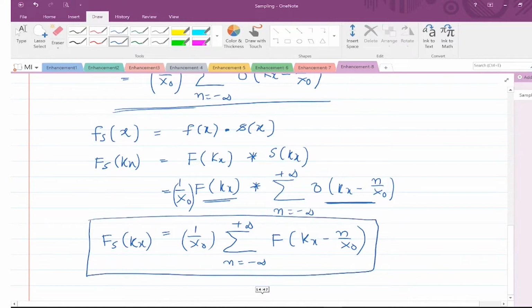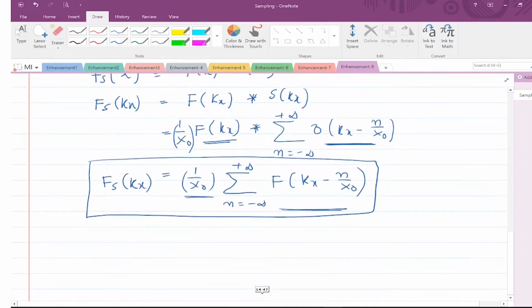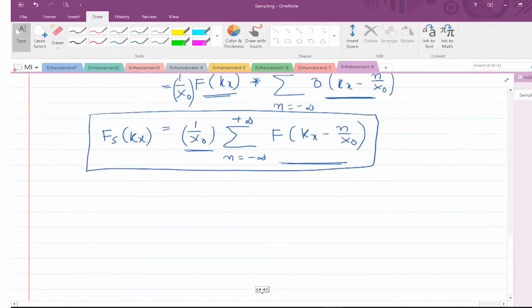Very important expression. So what is now happening? Once you are multiplying it with an impulse train in the spatial domain, in the frequency domain you are going to keep multiple copies of it, and they are spaced at a distance of 1 by x naught, and of course there is a multiplication factor overall of 1 by x naught.